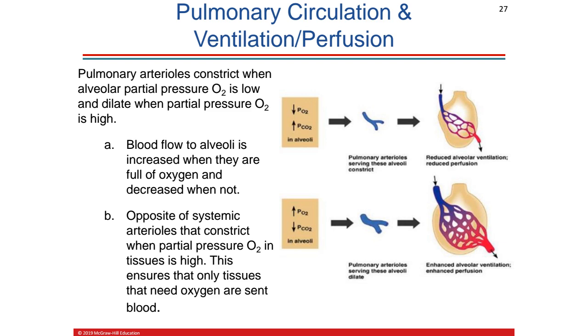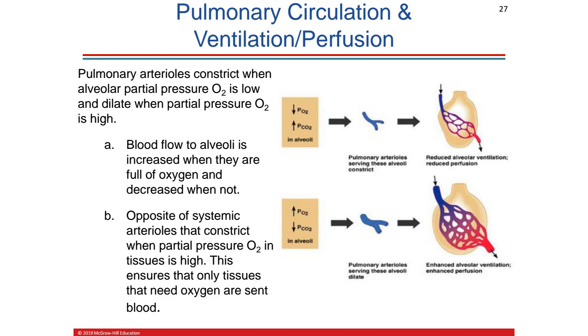Pulmonary arterioles do exactly the opposite. They constrict when the alveolar partial pressure of O2 is low, and they dilate when the partial pressure of oxygen is high. Let's see if we can make sense of this phenomenon. So let's take the situation where we have, in a particular alveolus, a low PO2 and a high PCO2. What we're doing is considering the fact that there are many alveoli within the lungs, so they may not all be experiencing exactly the same thing.